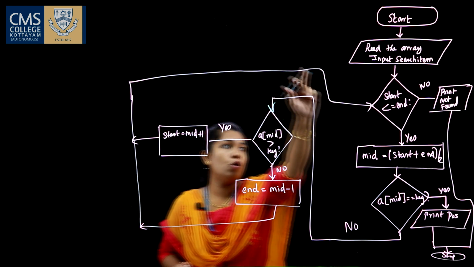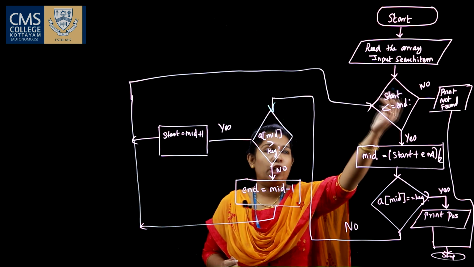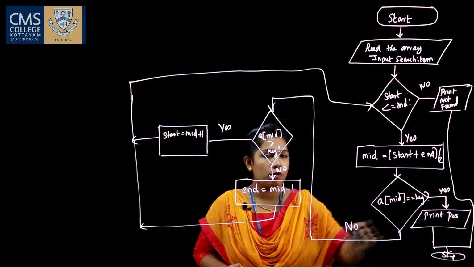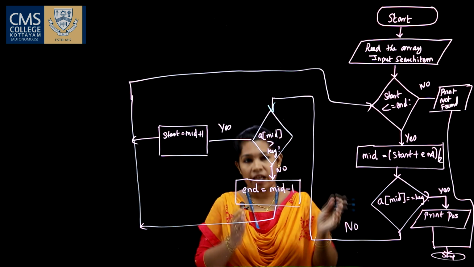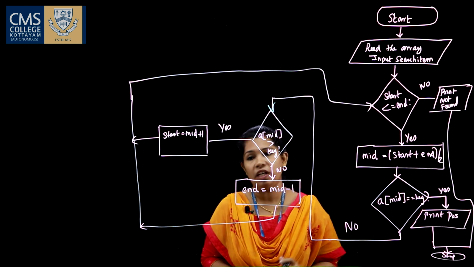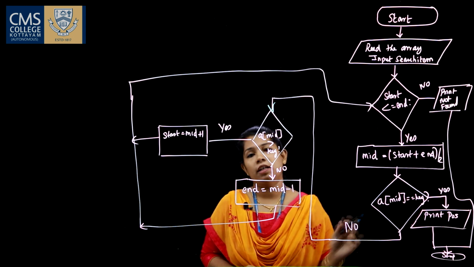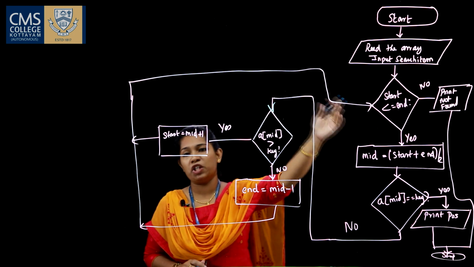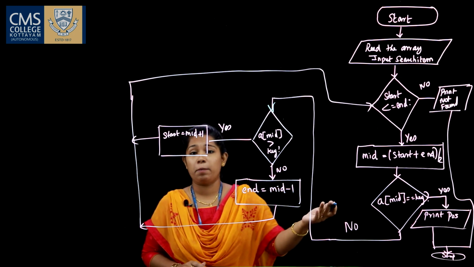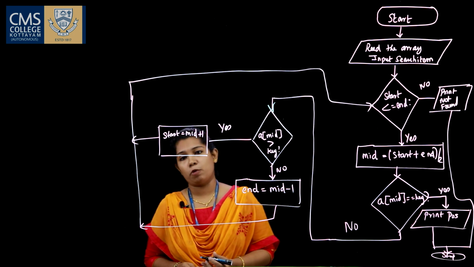Then again you will go and check whether you have reached the end of the list, and the same process goes on until I have reached the item or I have reached the end of the list. Once I find it, I will display the position. Otherwise, when you have reached the end of the list and you have not found any match, then you will print item not found.